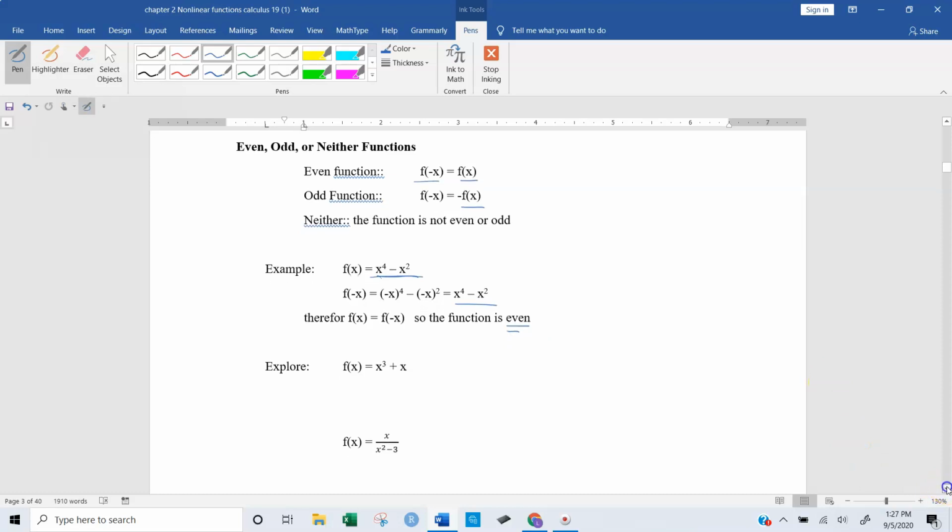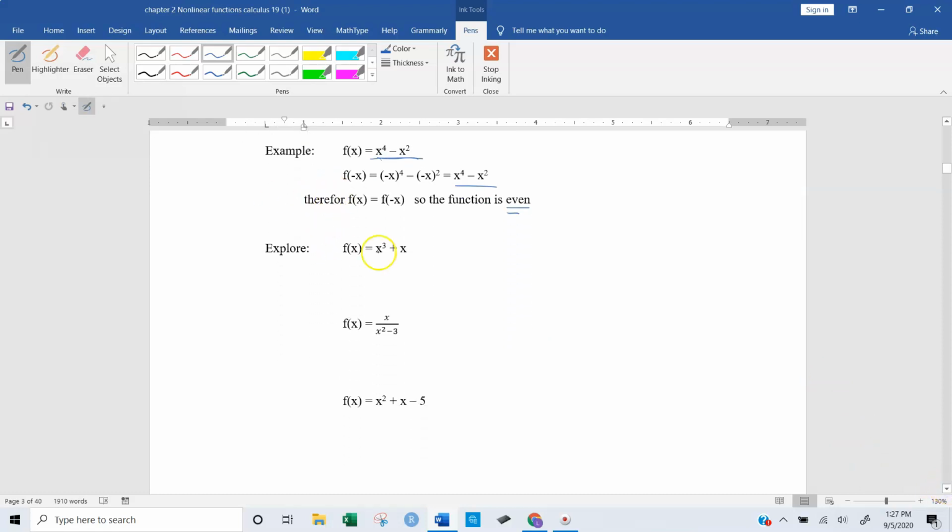Pause and try yours. All right, when you plugged in the negative here, so you're finding f of negative x, you get negative x cubed plus a negative x, which is equal to negative x cubed minus x. It is exactly opposite, so this guy is odd.